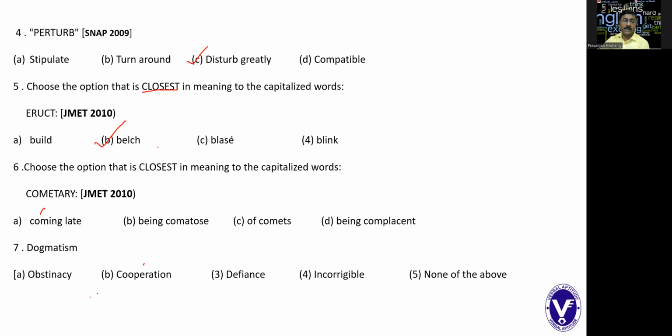And then the next one is cometary. Again, it says closest in meaning. Cometary, as the word itself says, here you can see the word comet is given, right? Anything which is related to comets is cometary. Being comatose means the same as we say coma, someone who is unconscious. And then being complacent means one who is happy with the situation that is there, or happy in the current situation in which one is.